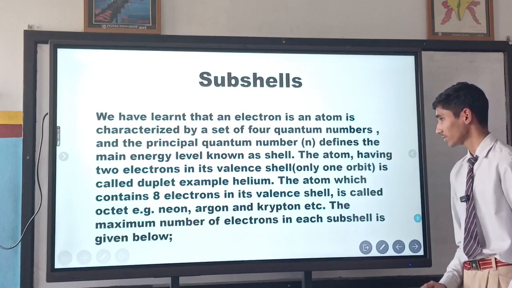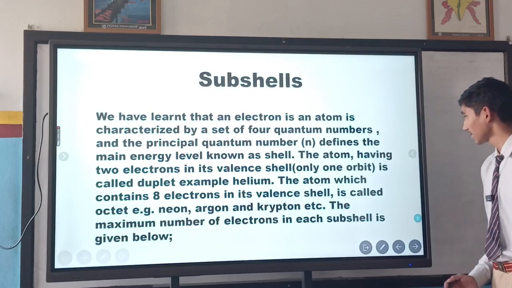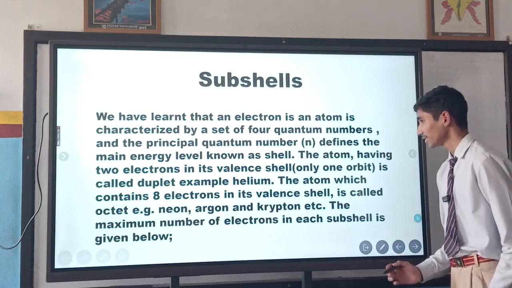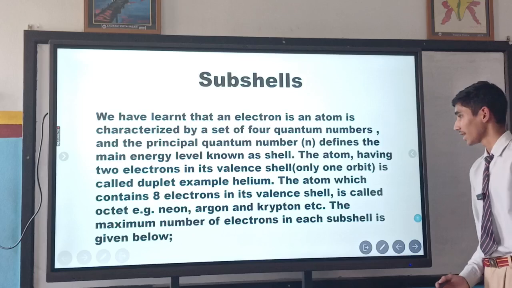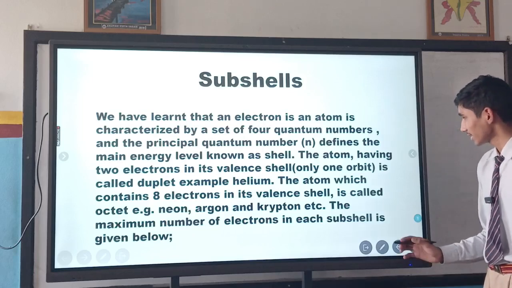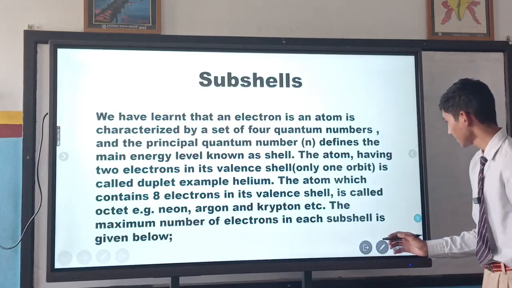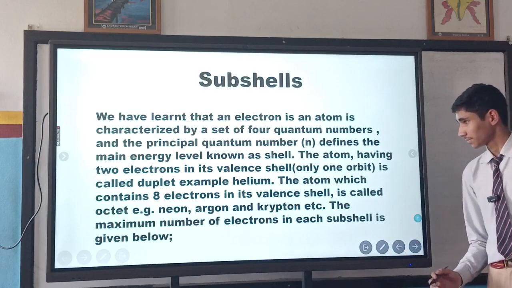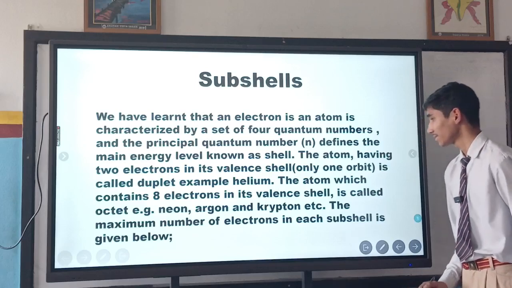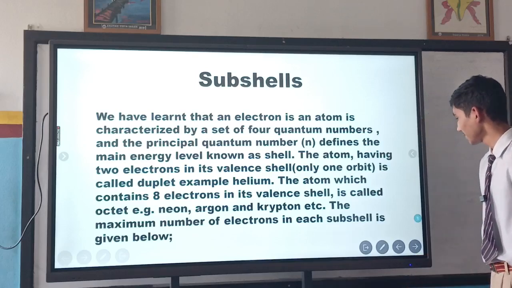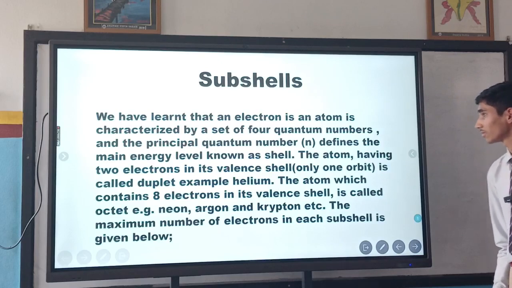The atom having 2 electrons in its valence shell, only one orbit, is called duplet. Example, helium. The atoms which contain 8 electrons in its valence shell are called octet. Example, neon, argon and krypton, etc. The maximum number of electrons in each subcell is given below.